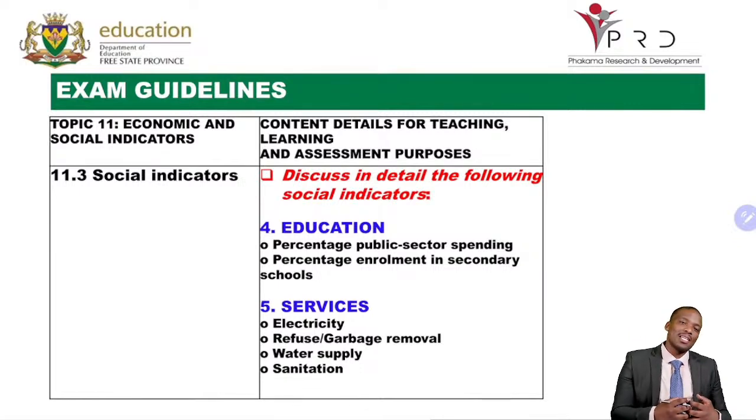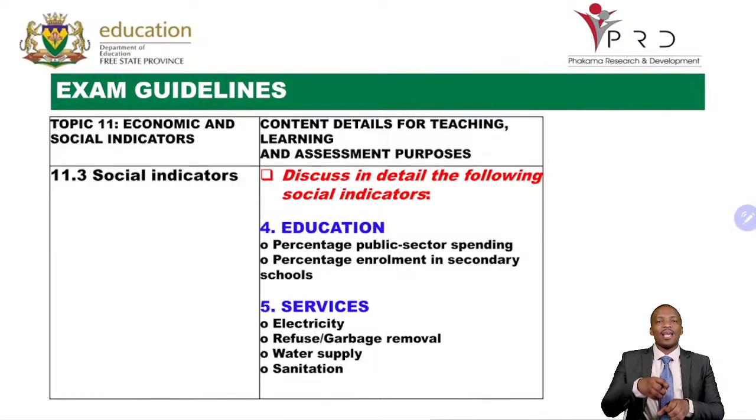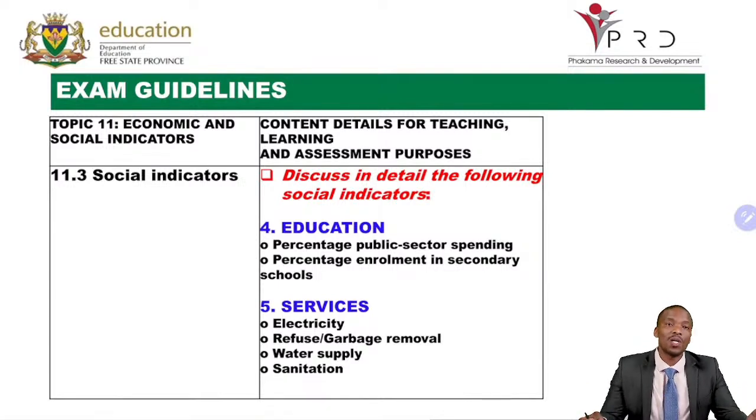How many learners started grade 1? How many learners exited grade 7? How many learners started high school, grade 8, grade 9? And then how many started the FET, which is grade 10? And how many of those finished grade 12? Those are the indicators that we'll be looking at under education.